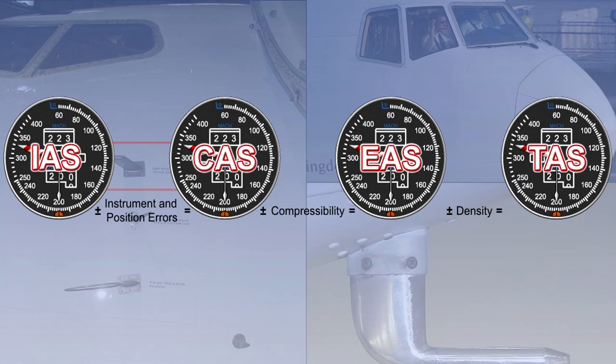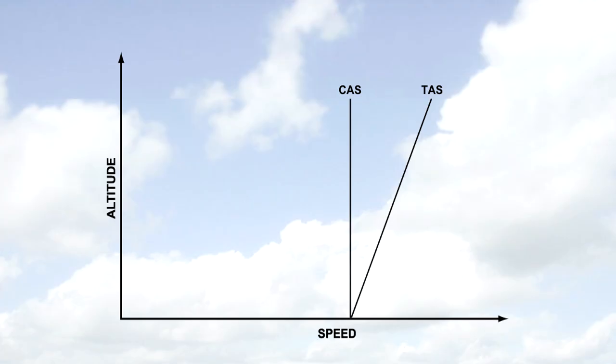Having discussed all the relevant speeds of an aeroplane, it is important to understand the relationship of these speeds with one another as altitude changes. This is best illustrated on a graph. The y-axis is altitude, and the x-axis is aeroplane speed.